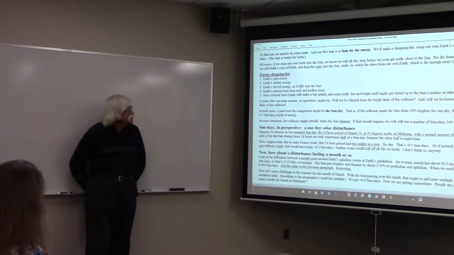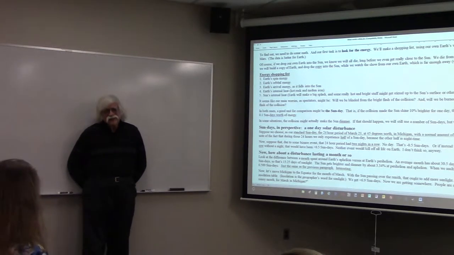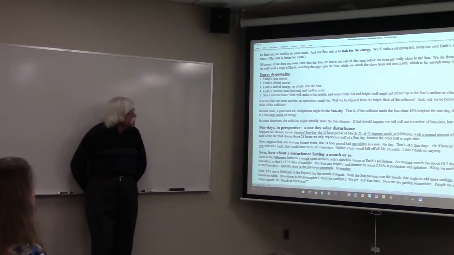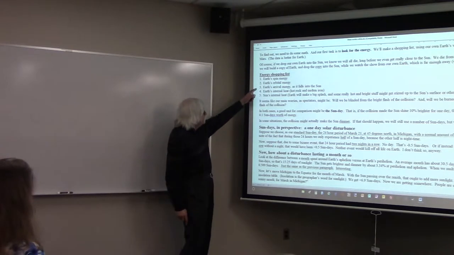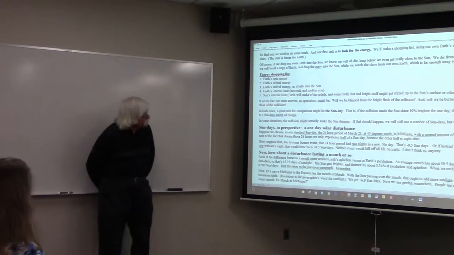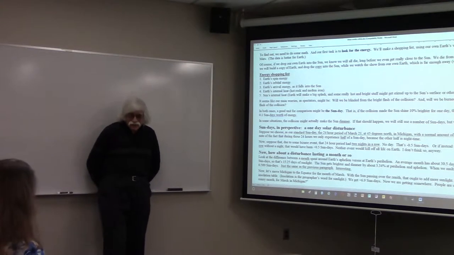So Earth's orbital energy, you might think that's large because 30 kilometers per second is a large number. No, that's also negligible. On the other hand, if you stopped Earth in its orbit and dropped it into the sun, it'd arrive at the sun going essentially solar escape velocity. That's a lot more than the Earth's orbital velocity. So number three on our shopping list is Earth's arrival energy as it falls into the sun. That's a significant number. Very significant. It's huge compared to the others.